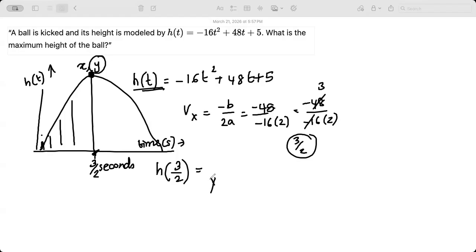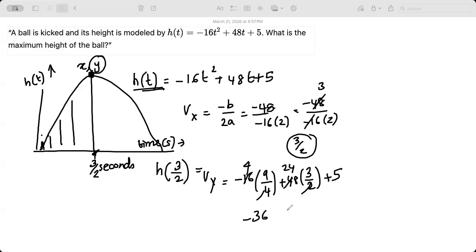What is the y value of the vertex? Y value of the vertex will be, I have to substitute that 3 by 2 there. When I substitute, it becomes 9 by 4 plus 48 times 3 by 2 plus 5. Then what happens? Minus 36. What is 24 times 3? 72 plus 5. So this one is 36 plus 5, 41. Any questions? I am getting 41. So 3 by 2 comma 41. So at 3 by 2 seconds it reaches 41 feet high up.